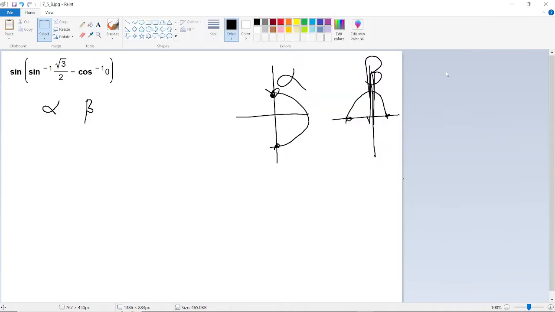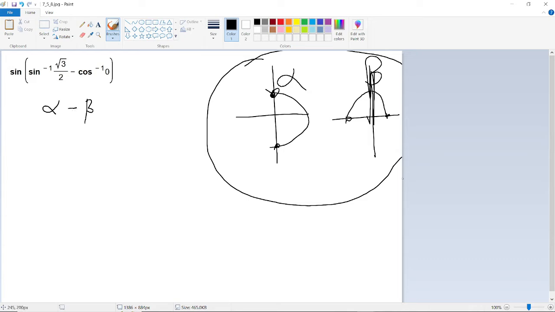7.5, number 8. It asks for the sine of the arcsine of square root of 3 over 2 minus the arccosine of 0. So I've drawn over here what the domains are. This first part is alpha, the second part is beta. Now if we can find exact angles that are on the unit circle, we don't have to use our identity, sine alpha minus sine beta. But if we can't, then we'll have to use it. So that's why I'm writing them down as alpha and beta.